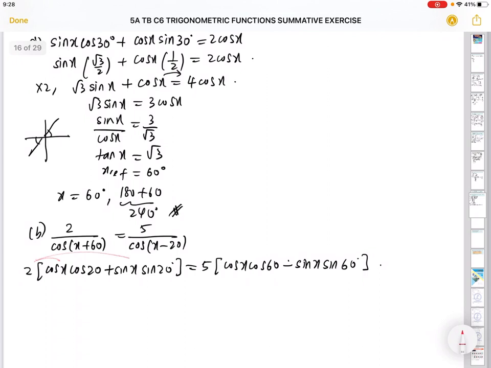2 times cos 20 on your calculator will give us 1.8794. Please use more decimal points. I use 4 decimal places. This is cos x. 2 times sine 20 will give us 0.6840 sine x. 5 times cos 60 is just half, so it's 2.5 cos x. 5 times sine 60 is 4.3301 sine x.